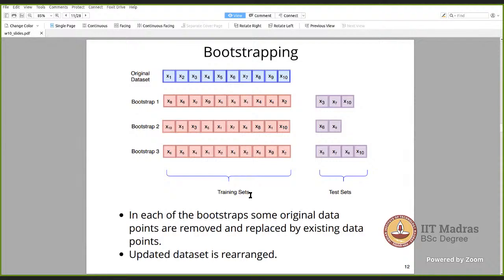Now let's talk about bootstrapping. Bootstrapping generally is randomly choosing samples from a given data set. Let's say this is your original data set with 10 samples. If you are asked to create a bootstrap out of this, generally the size of the bootstrap is the same as the size of your given samples. So there are 10 samples, and we'll take out 10 samples for each bootstrap.